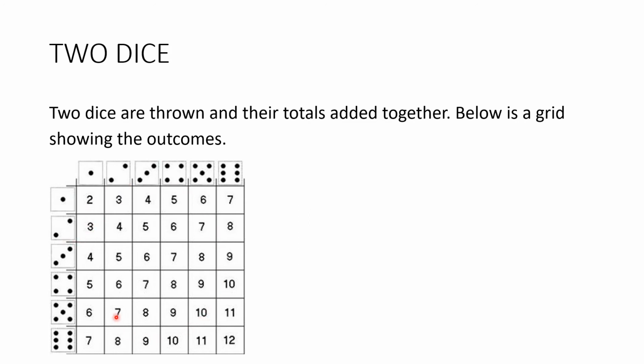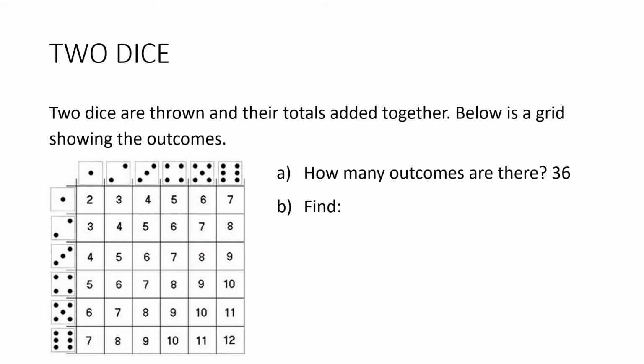Altogether there are 36 outcomes. We're not talking about different or unique outcomes, we're just talking about the total. So it's okay that these are duplicated here. Find the probability, if we throw our dice, that the total is 2. There's only one way to get a 2 out of 36. There's our probability.